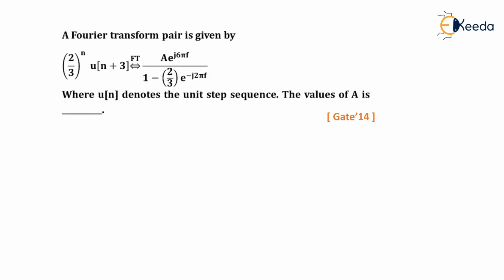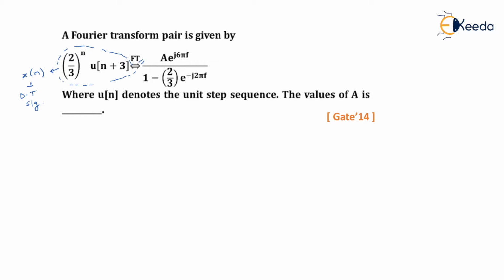So look at the first question from GATE 2014. A Fourier transform pair is given, and they have given some function. So how do you understand that? This is not just Fourier transform but a discrete time Fourier transform. So it is very easy. If you see, this is (2/3)^n. It means it is x of n, and of course x of n is a discrete time signal. And for a discrete time signal, if you want a Fourier transform, you have to use none other than a tool called DTFT. So this is a DTFT problem.